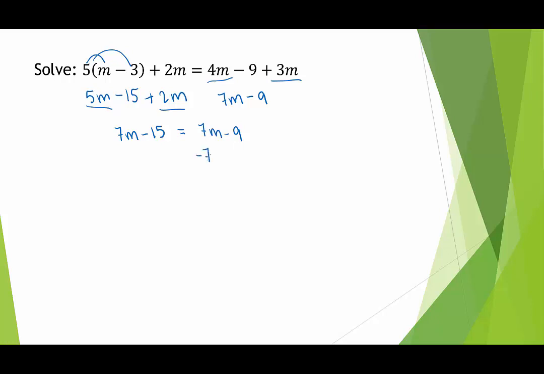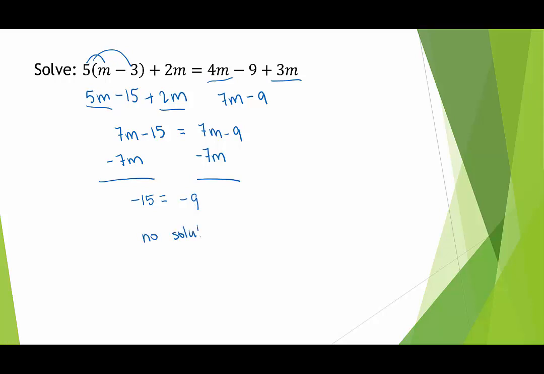Okay, so I'm going to subtract 7m. That way I'm getting all the variable terms on one side. Now I have 7m minus 7m, which is 0. 0 minus 15 is negative 15. Over here I have 7m. Wait a minute. These cancel. I'm left with, oh no. My variables canceled and now I'm left with this false statement. Remember what the false statement means? No solution.